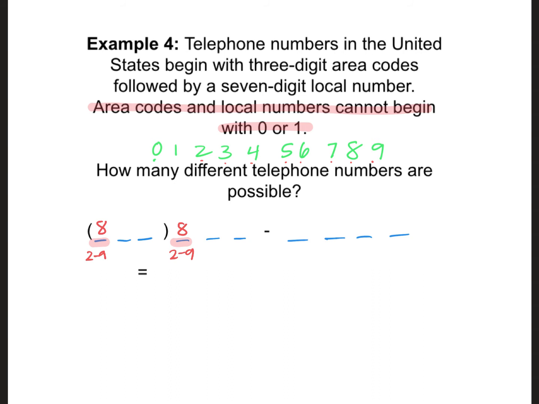Those 2 spots both have 8 options. Now everywhere else, I could choose any number I want. So I can choose from 0 to 9 for the rest of those spots. It's the same for everything for the rest of them. So that means that I technically have 10 options for the rest of my numbers. So we're going to type in 10 for each of those.